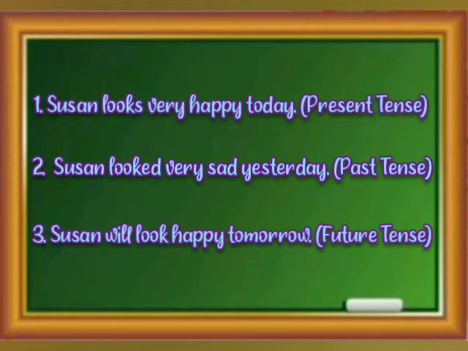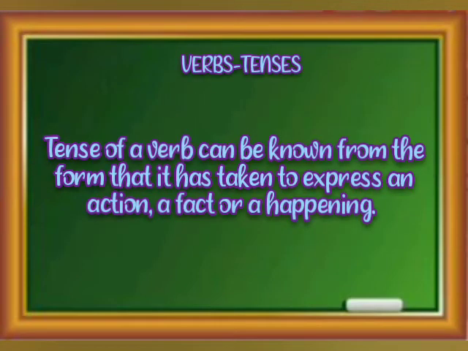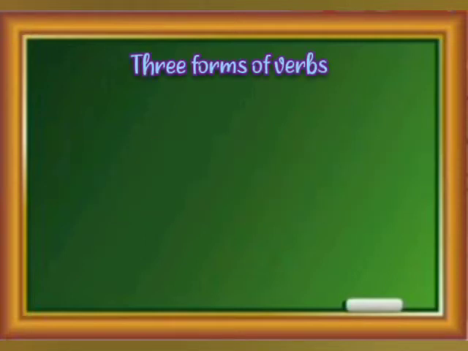Here you have to note that the verb look has three different forms in three different tenses. Look or looks shows the present tense, looked shows the past tense, and will look shows the future tense. The tense of a verb can be known from the form that it has taken to express an action, a fact, or a happening. The verbs take different forms in three different tenses.